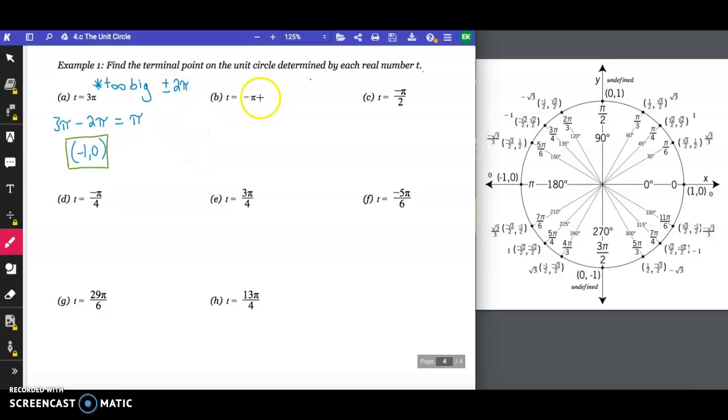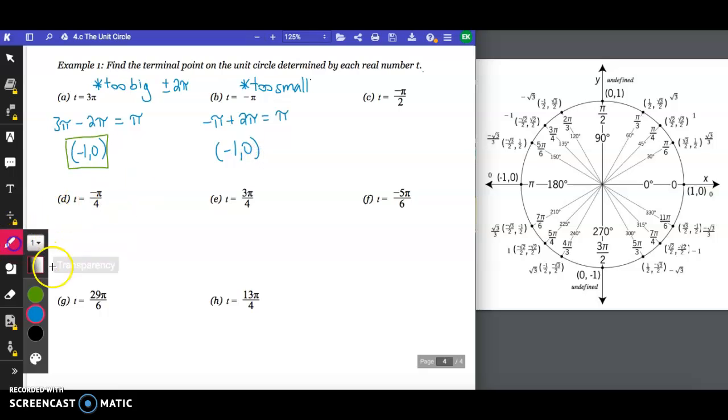Awesome. All right, negative pi. There are no negative angles on my unit circle, so this is an example where it is too small. So I'm going to probably add 2 pi to it. So I'm going to do negative pi plus 2 pi, which is in fact pi again. Oh, so then I already know the terminal point that's there.